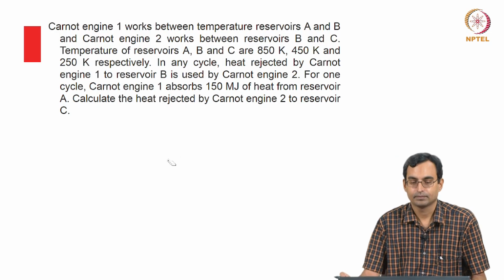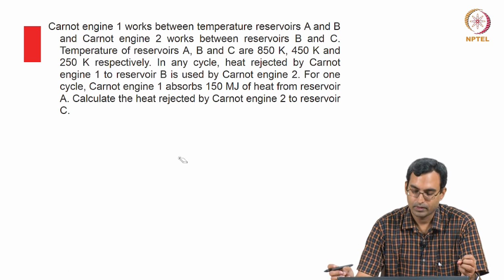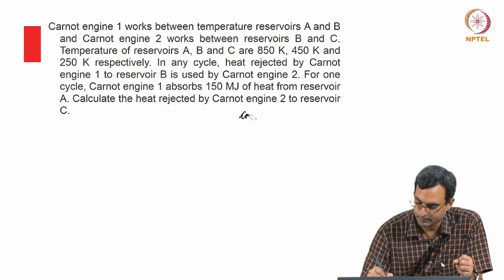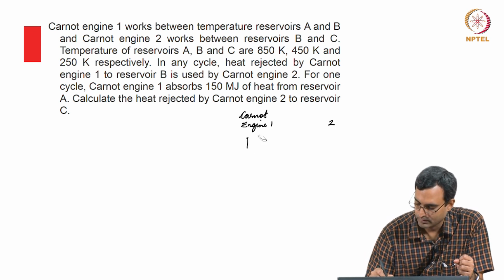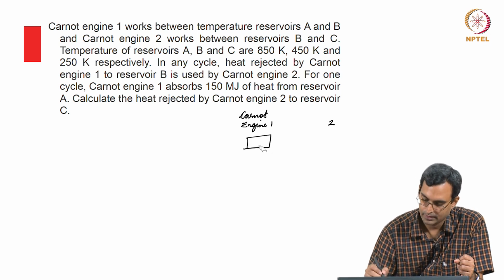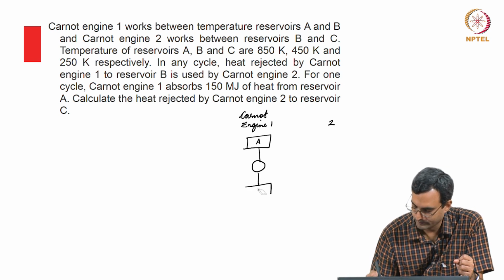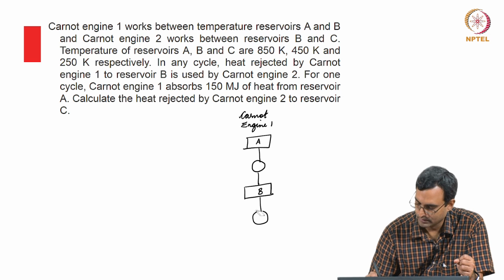So let's look at another problem here. We have a Carnot engine 1 which works between temperature reservoirs A and B, and another engine 2 which works between reservoirs B and C. Okay, let's maybe draw them. So this works between A and B. And the other works between B and C. Okay, so that's something like this.